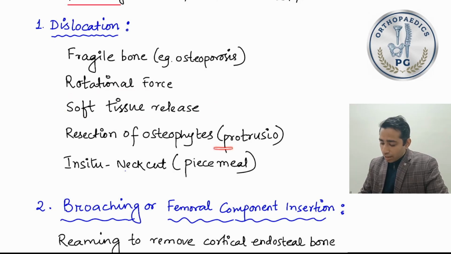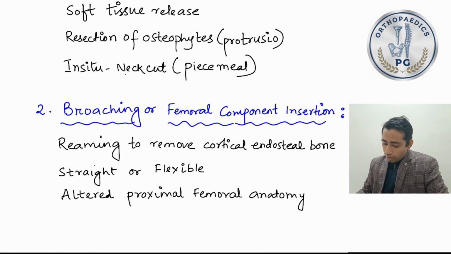Again, in a condition like protrusio, osteophytes may form around the femoral head and the acetabular rim. If these osteophytes are not resected and a rotational force is applied, fracture may occur. One method is to take an in situ neck cut in these cases and remove the femoral head piecemeal to avoid these fractures.